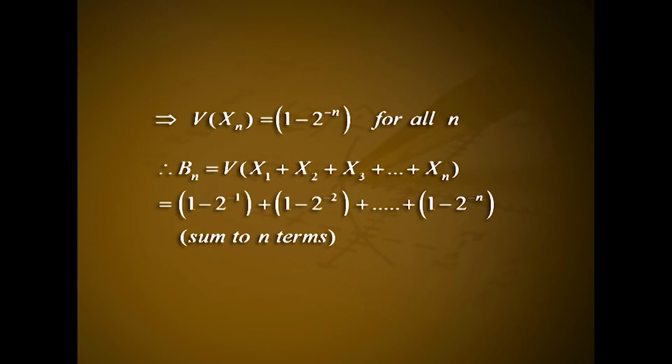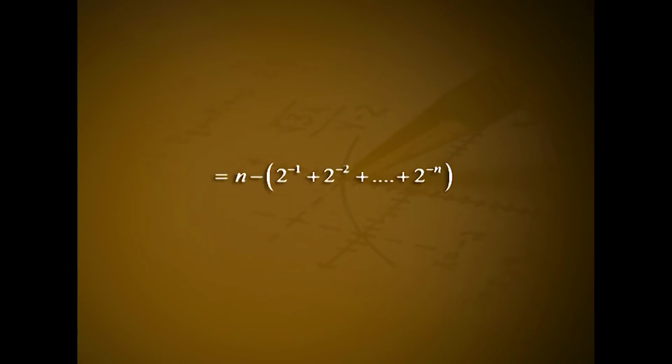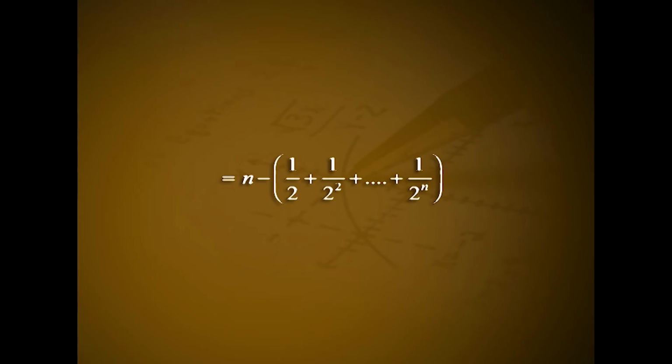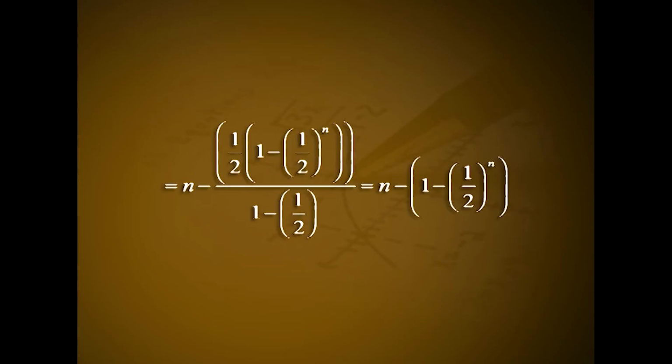Therefore, Bn equal to variance of x1 plus x2 etc. plus xn, that is equal to 1 minus 2 raised to minus 1 plus 1 minus 2 raised to minus 2 plus etc. plus 1 minus 2 raised to minus n, sum to n terms, that is equal to n minus of 2 raised to minus 1 plus 2 raised to minus 2 plus etc. plus 2 raised to minus n, that is equal to n minus of 1 by 2 plus 1 by 2 square plus etc. plus 1 by 2 raised to n, that is equal to n minus 1 by 2 into 1 minus 1 by 2 raised to n divided by 1 minus 1 by 2, that is equal to n minus of 1 minus 1 by 2 raised to n.